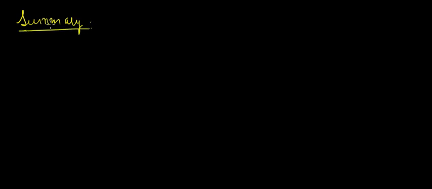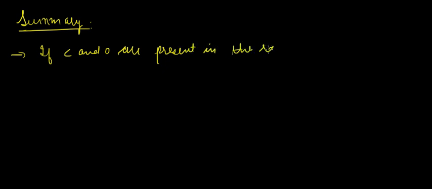If carbon and oxygen are present in the mole ratio of 2:1, then only CO is formed. If carbon and oxygen are present in the ratio of 2:1, then only carbon monoxide is formed.